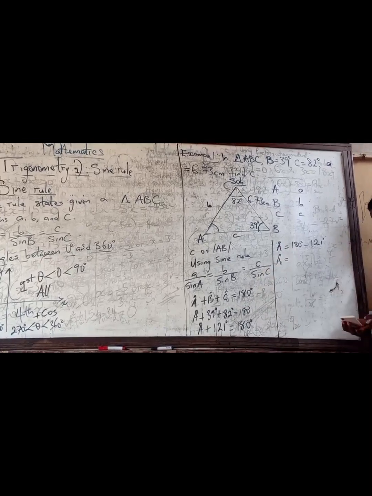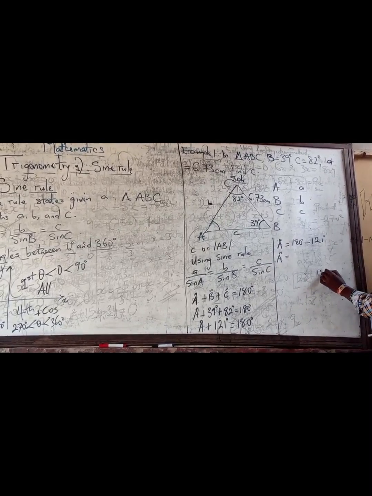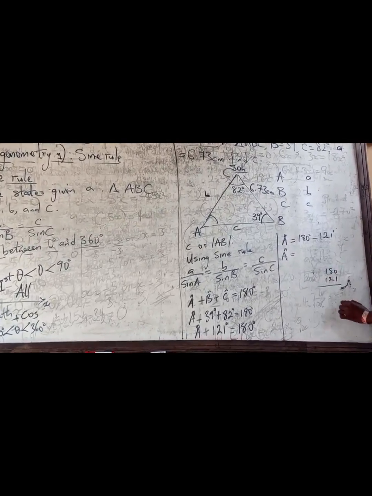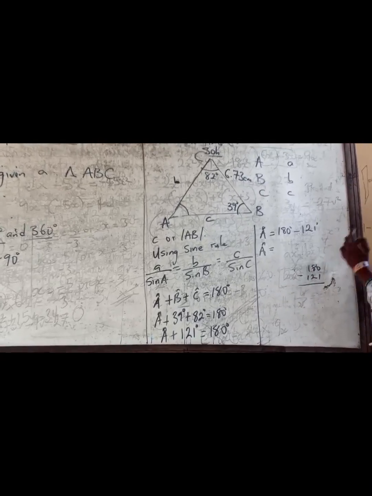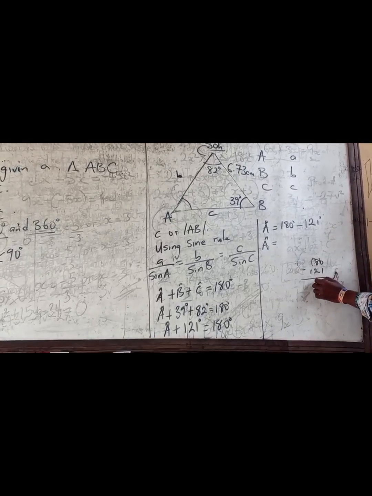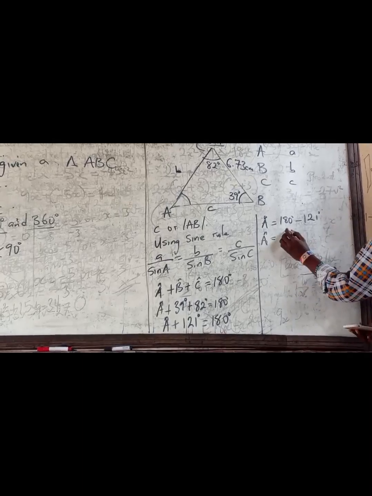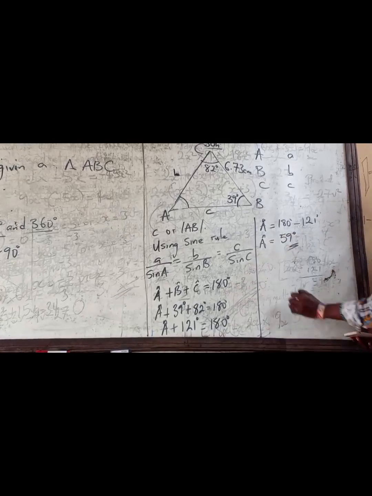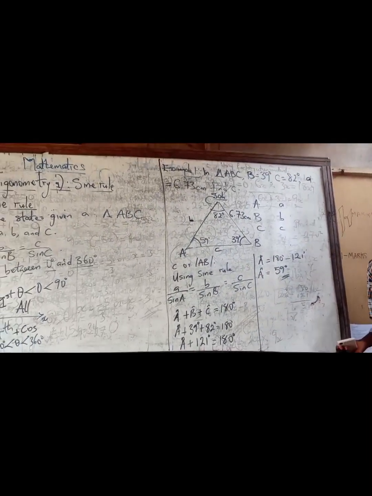Let's see what we have. Once you subtract these two, 180 minus 121, what do we have? This is 9, over here we have 5. So this is basically 59, right? So this is 59 degrees. So that tells us that angle A is 59 degrees.